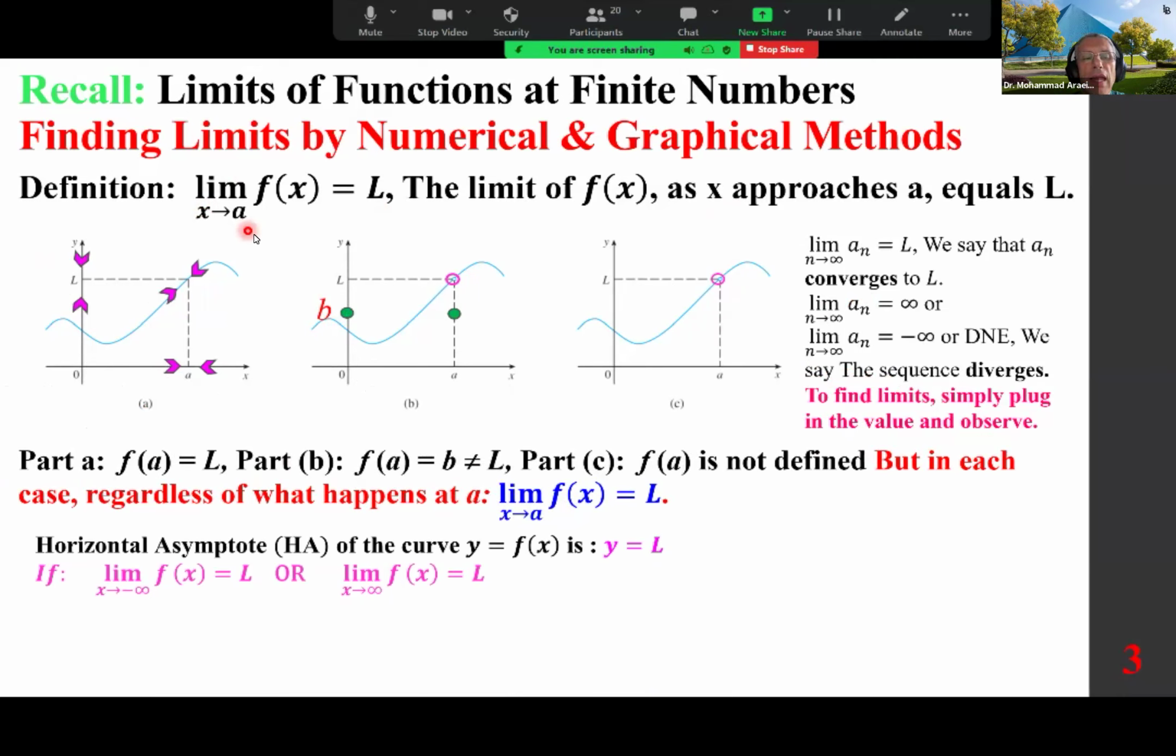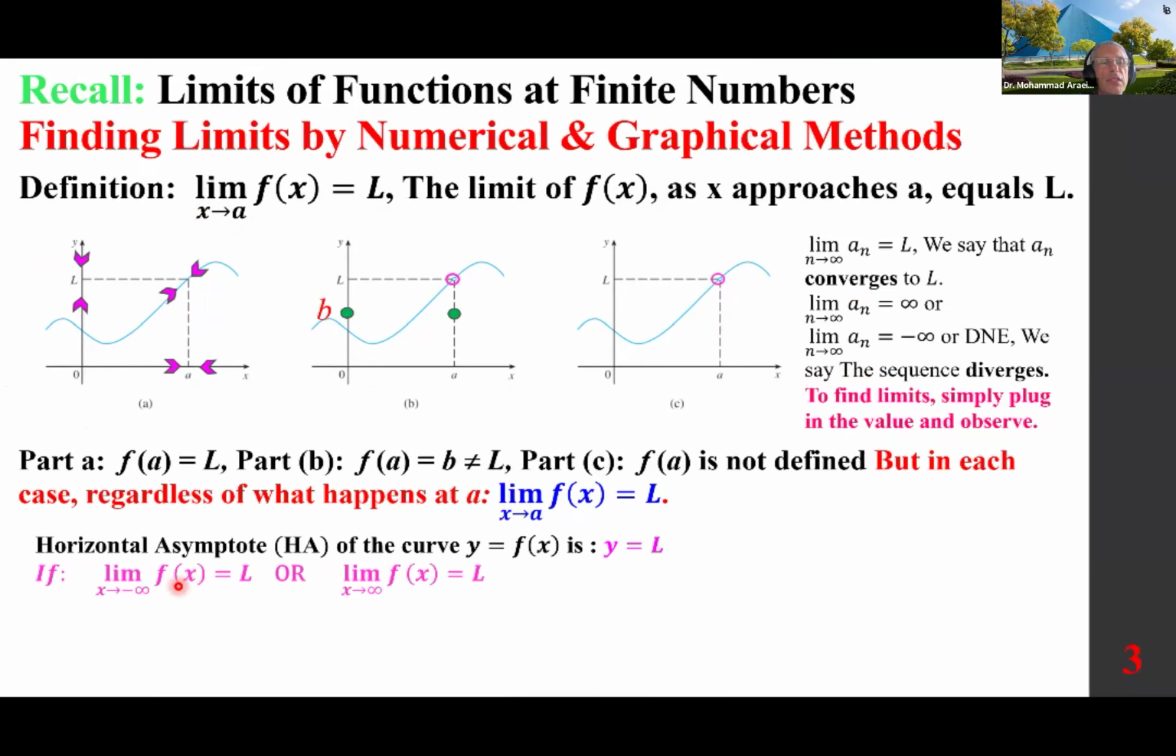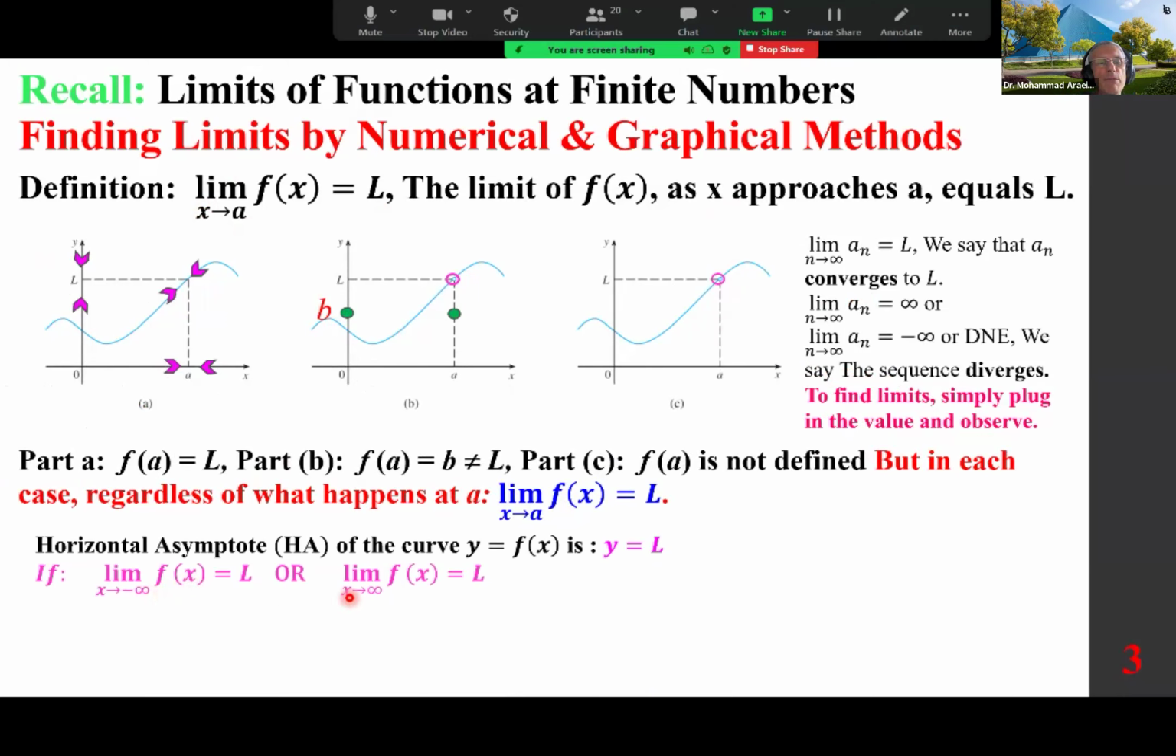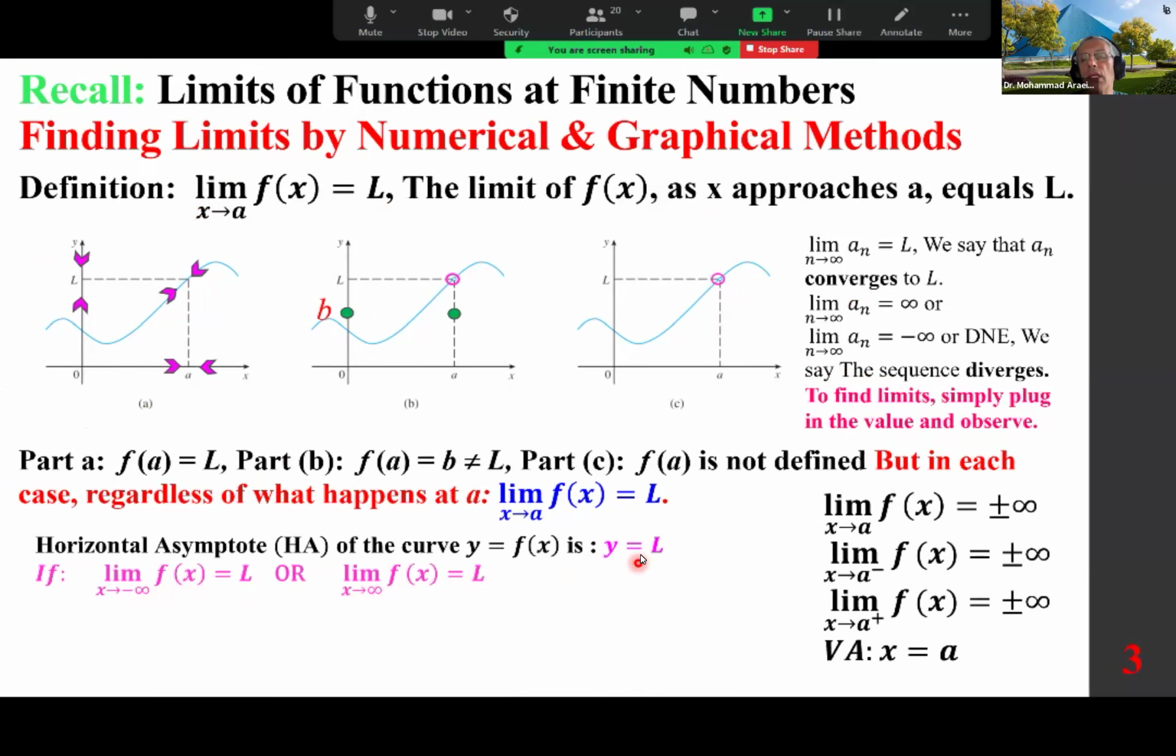Definition of a horizontal asymptote. The limit of f of x as x approaches negative infinity or positive infinity is L. We say y equals L is the equation of a horizontal asymptote. The limit of f of x as x approaches a, or a from the left, or a from the right, is infinity or negative infinity. Then we say x equals a is the equation of a vertical asymptote.